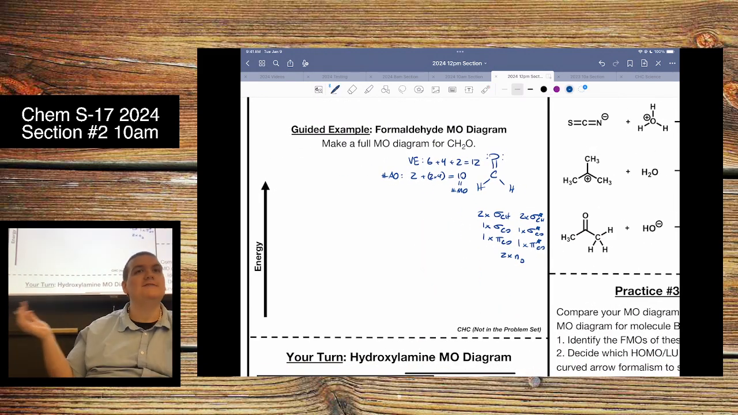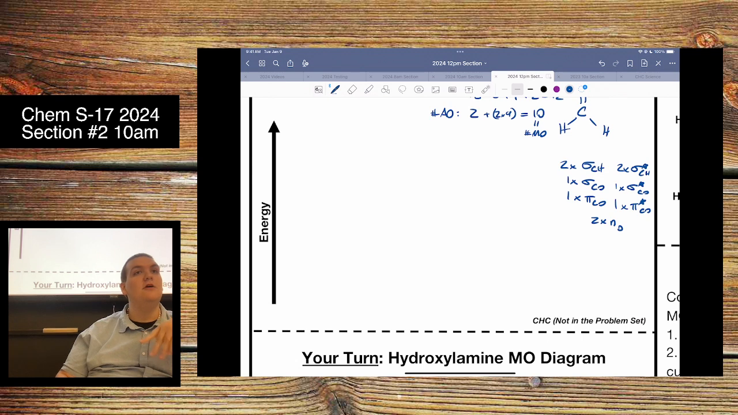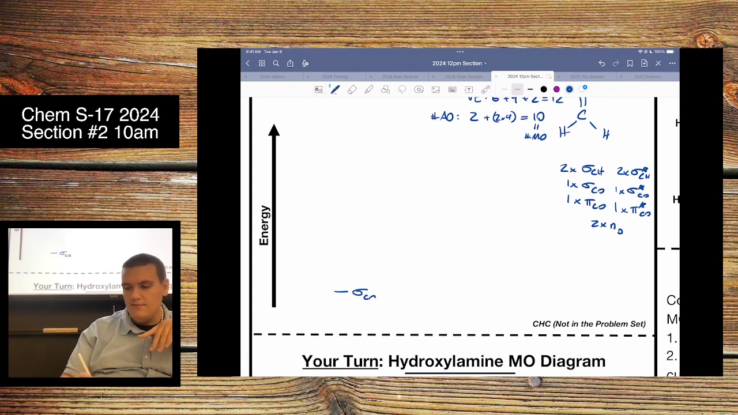So, what's our lowest energy bucket? A sigma, yeah. So we have sigma CH and sigma CO, and sigma CO is lower in energy, because oxygen is more electronegative. Great. So we have sigma CO, then the 2 sigma CHs. Our next bucket is the pi bucket, and we have a pi CO. Our next bucket is the non-bonding bucket, which is the lone pair on O.